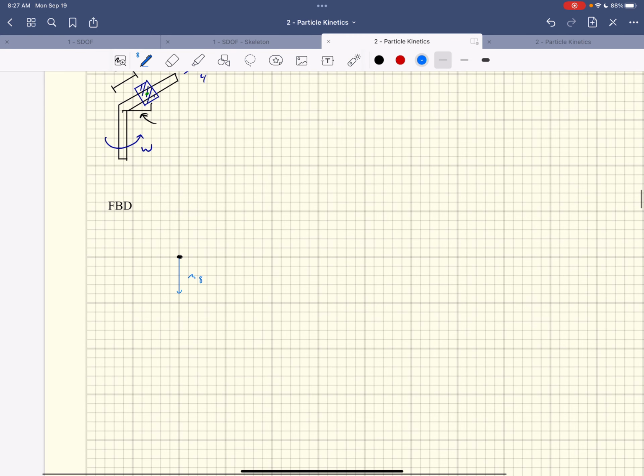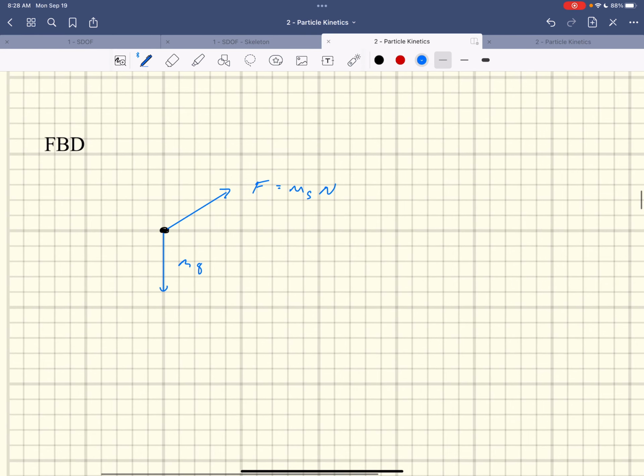Try to line this thing up. Okay, that's our friction. Mu static times the normal force is what that friction force is going to be. What else? I got one more. Normal, yep. That's close enough. Normal force.